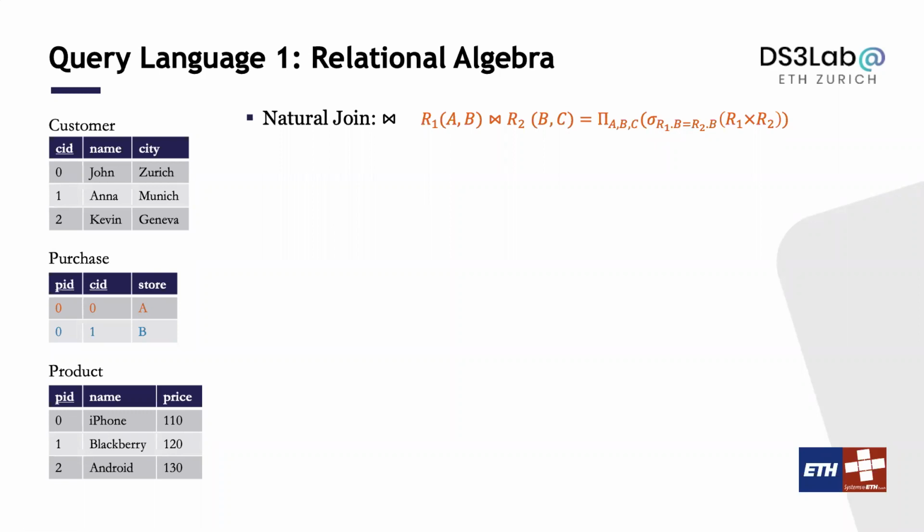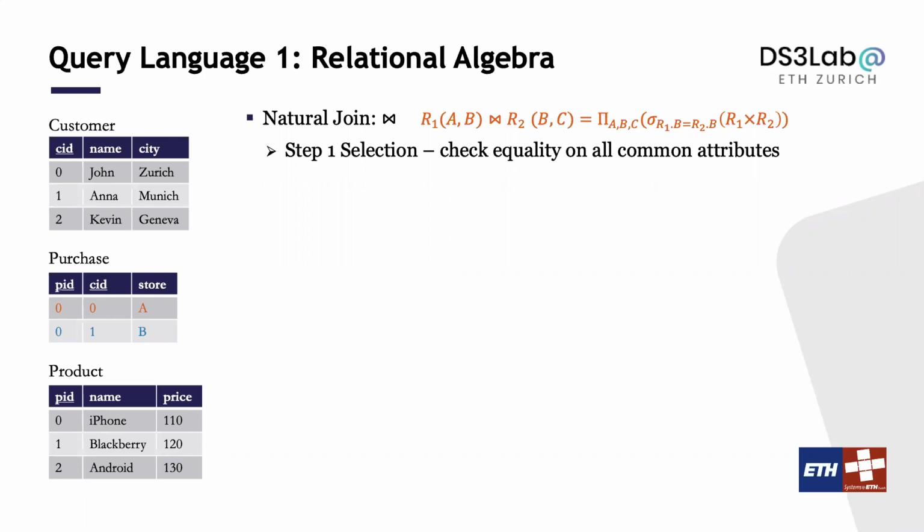And then it's projected to A, B, and C by eliminating the duplicates on the B attributes. Intuitively, it is to say, I go through every single tuple in R1, and for every single tuple there, I try to find another tuple in R2 with the same value on B and bring that to me and put that in the result of my natural join.